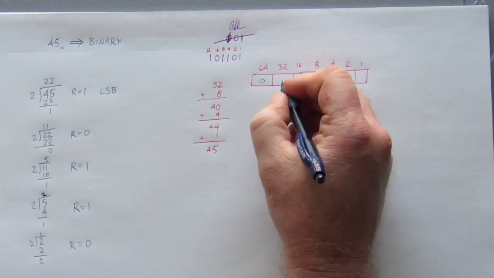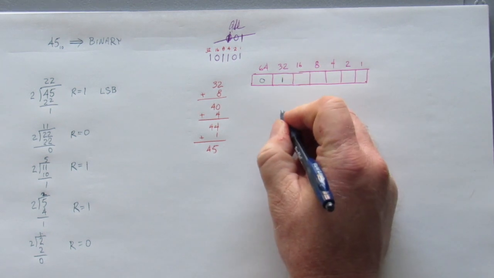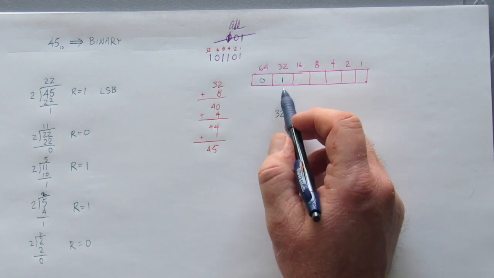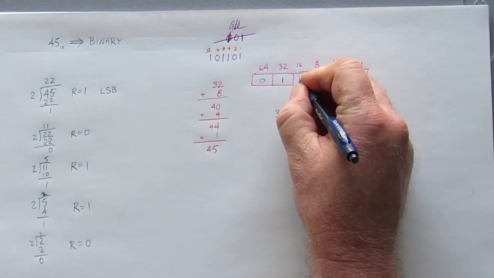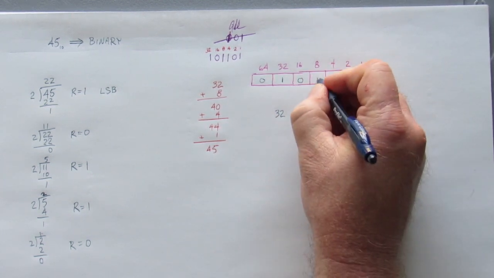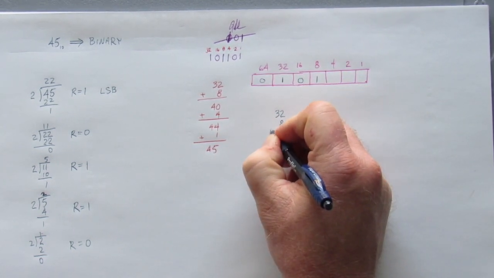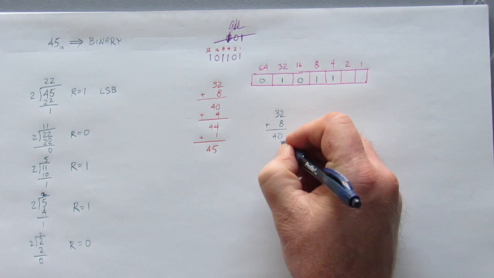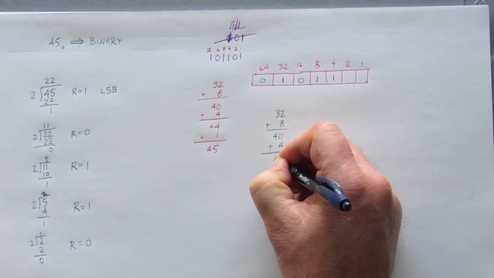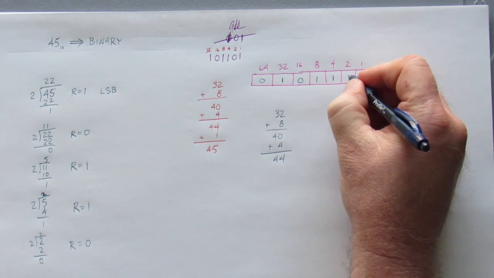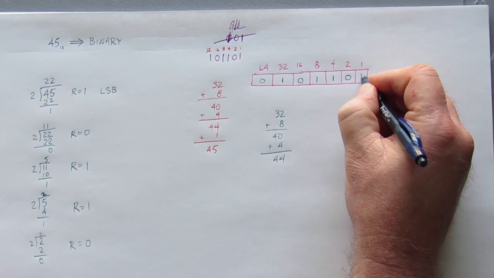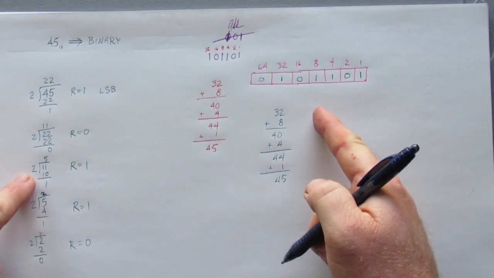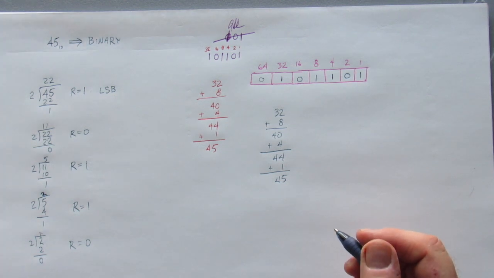45 is bigger than 32, so I can use this one. So there's 32. 16 plus 32 is 48. 48's too big, that won't work. So I have to put a 0 in here. 32 plus 8 will work. 32 plus 8 is 40. So now we're up to 40. I can put a 1 in there and add 4. There's 44. So I just need one more. 2 won't work. I have to put a 0. The 1 makes this 45. So now you have two different methods of converting from decimal to binary.